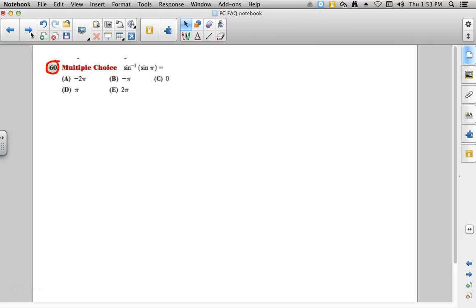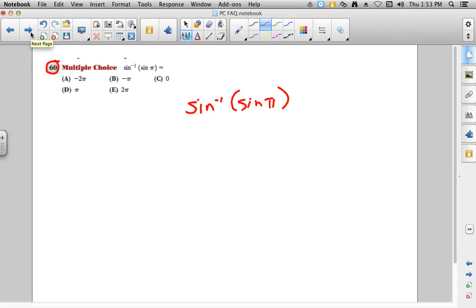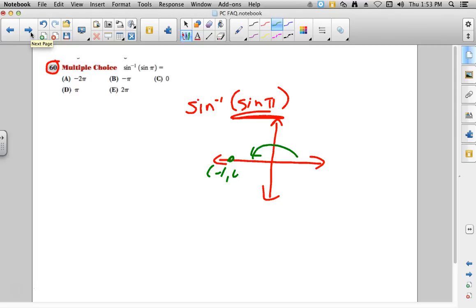6D says we need the inverse sine if we have the sine of pi. So let's see what happens here. Innermost parentheses first. We need to know what the sine of pi is. Well, this is pi. The coordinates of this point are -1, 0. So this is 0. And then we want the inverse sine of 0, which means we want to know what angle will give us 0 for sine. Well, that's this one over here, because it's always cosine and then sine. And this is going to be 0 degrees or 0 radians.